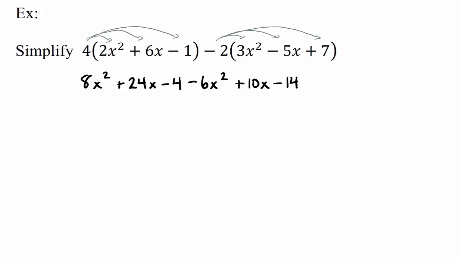Now I'm going to look to combine my like terms. I've got some x squared terms, I have some x terms, and I also have constants. So combining the coefficients of the terms that are alike, 8x squared take away 6x squared is 2x squared, 24x plus 10x is 34x, and finally, minus 4 minus an additional 14 is minus 18.